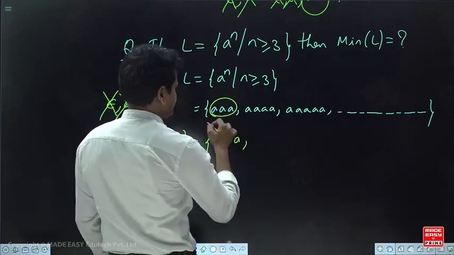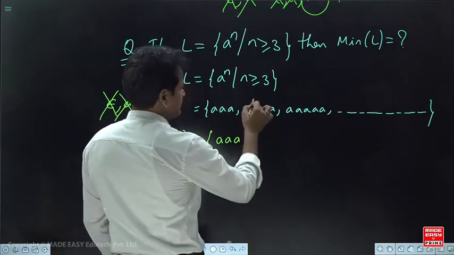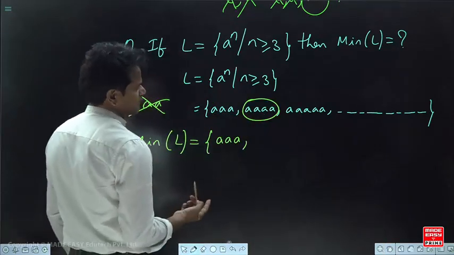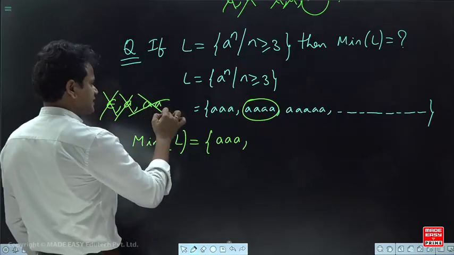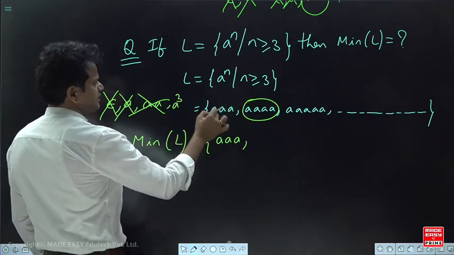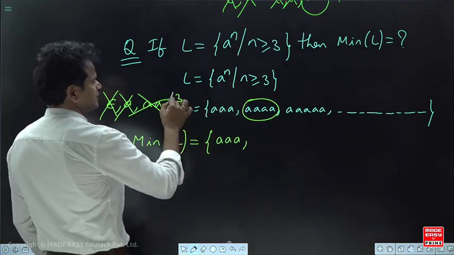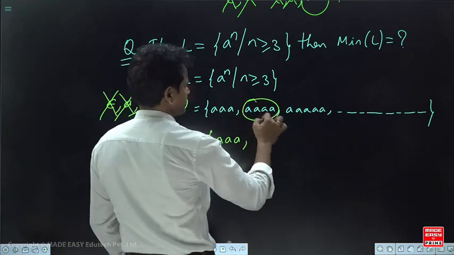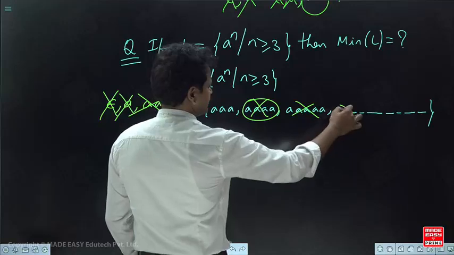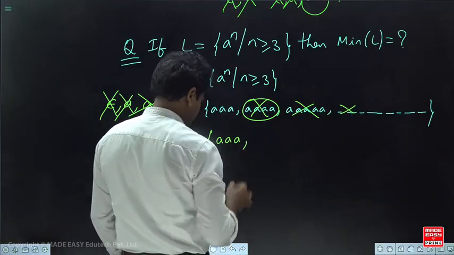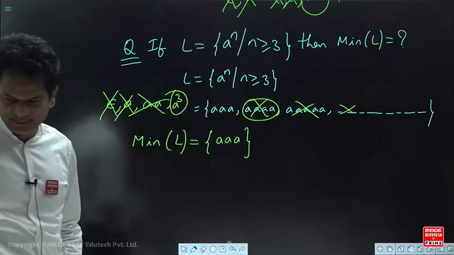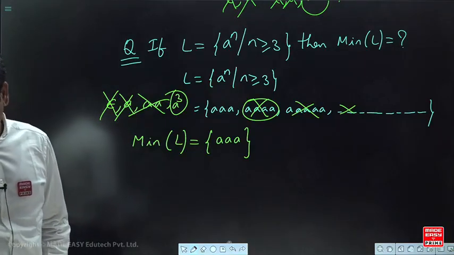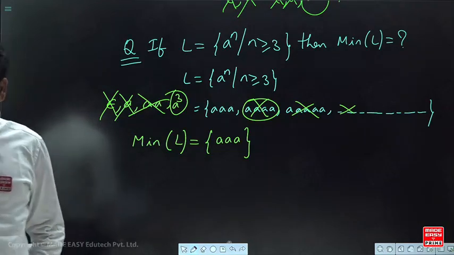Now, if I take a power 4, the proper prefixes are epsilon, a, a square and also a cube. But a cube is here, na? Therefore, we cannot take this one, and a also you cannot take. Only a cube. Minimum of L is a cube. Okay. Now go for maximum.